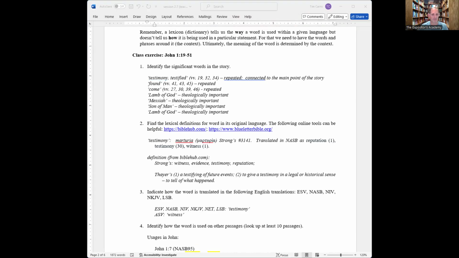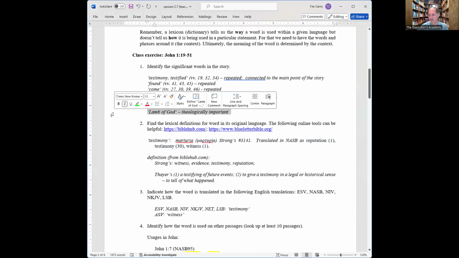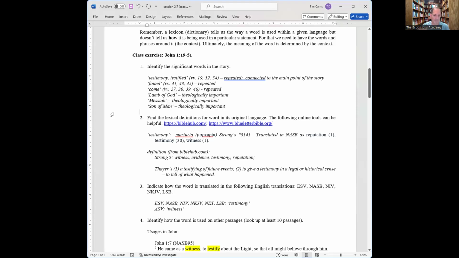Found, that was a word that was repeated. Another word repeated, come. Lamb of God, that's a theologically important word. Yeah, it was repeated a couple of times, or Messiah, Son of Man, Lamb of God. Oops, I have that twice. But those are words that were repeated, but more importantly, they're theologically significant. Remember I said look for words of that type as well.